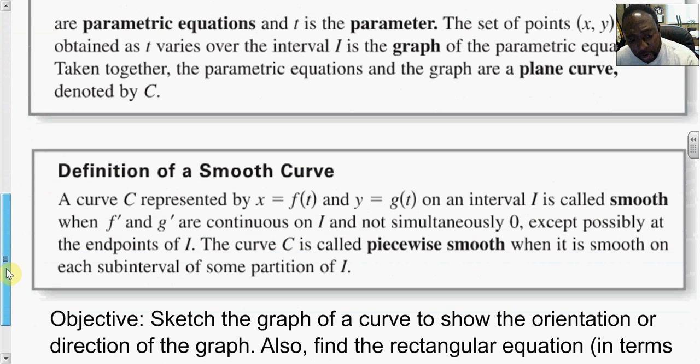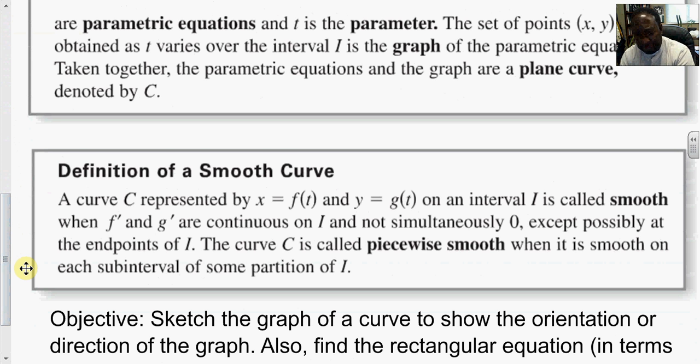Definition of a smooth curve: a curve is said to be smooth if all of its derivatives, first derivatives, are continuous. Eventually in calculus 3 we'll talk about a smooth curve where the partial derivatives are continuous within that particular interval.